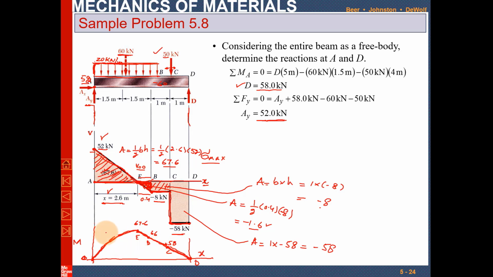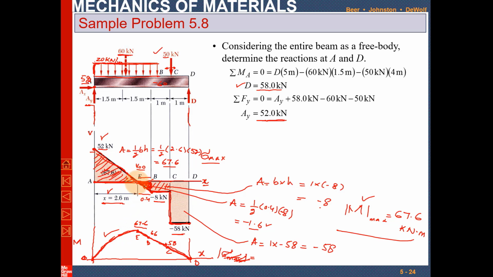So this is your bending moment diagram. From this diagram you can see that the maximum bending moment is 67.6. Maximum bending moment is, sorry, not stress. Maximum bending moment is 67.6 kilonewton meter. This is how we can calculate the maximum bending moment by using the bending moment equation.